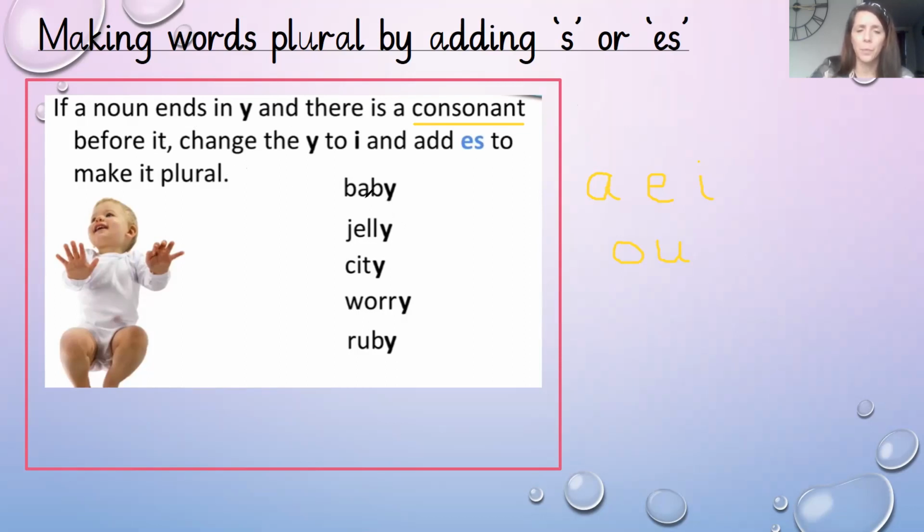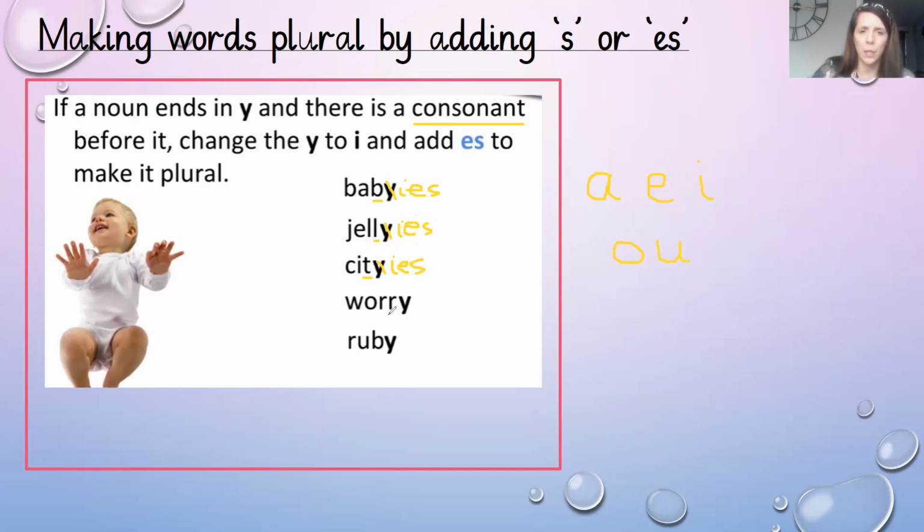For example, baby has got a consonant there because it's not a vowel. So we change the Y to an I and then we add ES. So it becomes babies. Jelly, we have a consonant before the Y again. So we take away the Y, we add IES. City. City has got a T before the Y, which is a consonant. So we take away the Y and we add IES, and that becomes cities.